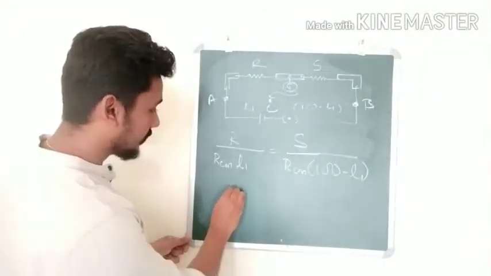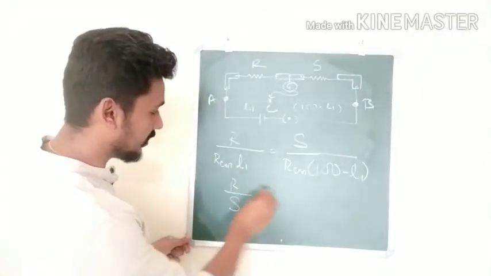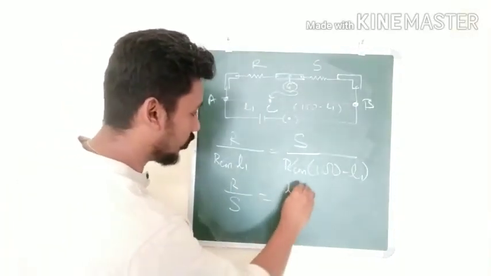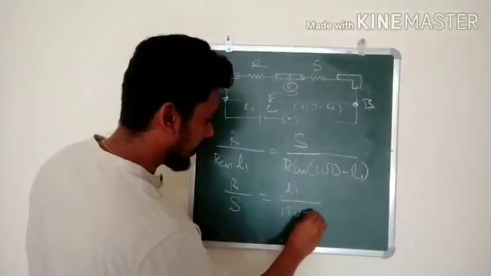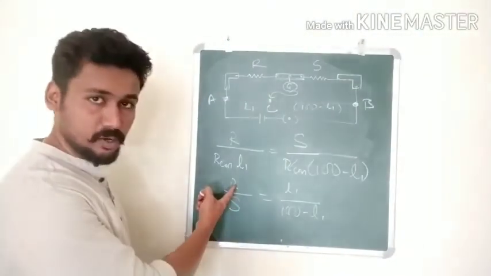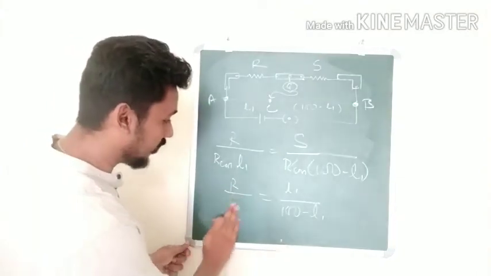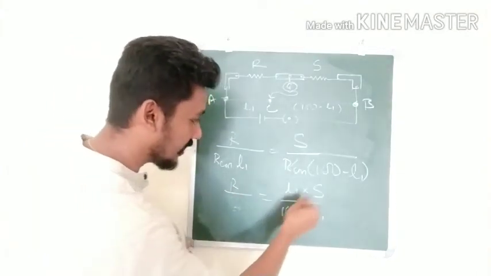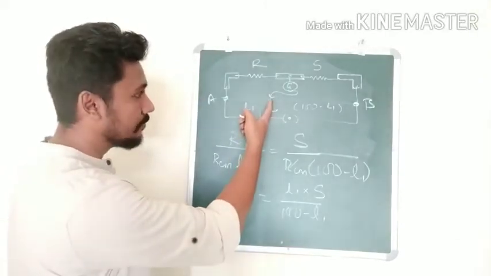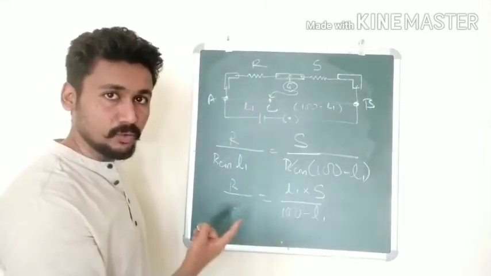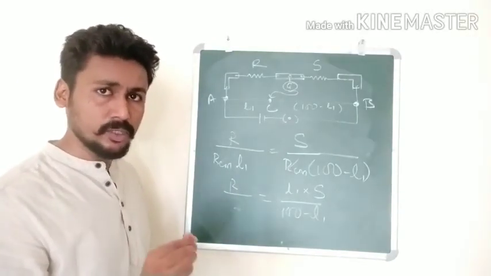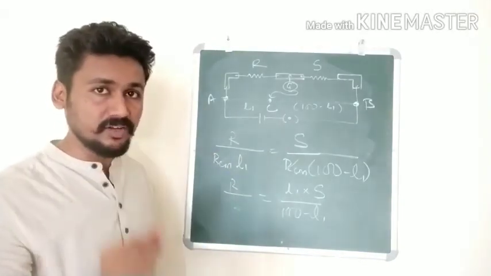Therefore, we can write R upon S is equal to, you will notice this RCM can get cancelled, and R by S will be equal to L1 upon 100 minus L1. And therefore, you can find out the unknown resistance R. So, R will be equal to L1 into S upon 100 minus L1. So, all you have to do is find out this balancing length L1, and using that you can find the unknown resistance using the meter bridge. Okay, so that is an application of the Wheatstone's Bridge.